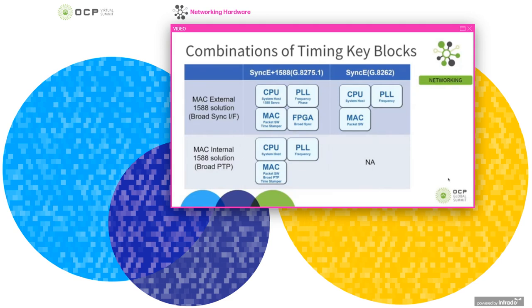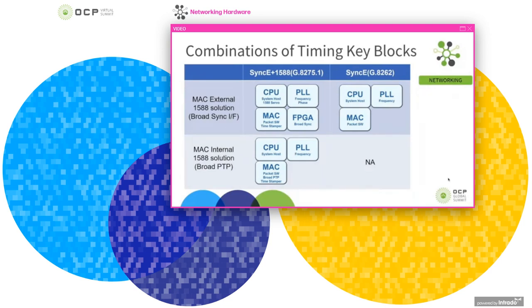For the external solution, you can see we have two components here besides the CPU and the MAC. The MAC is the key role here because it is our packet switch, and it also needs to do the timestamping. It needs to stamp time for the next level, and it also needs to receive the timestamp from the master side. The CPU is our system host, and it also needs to run a 1588 server on it.